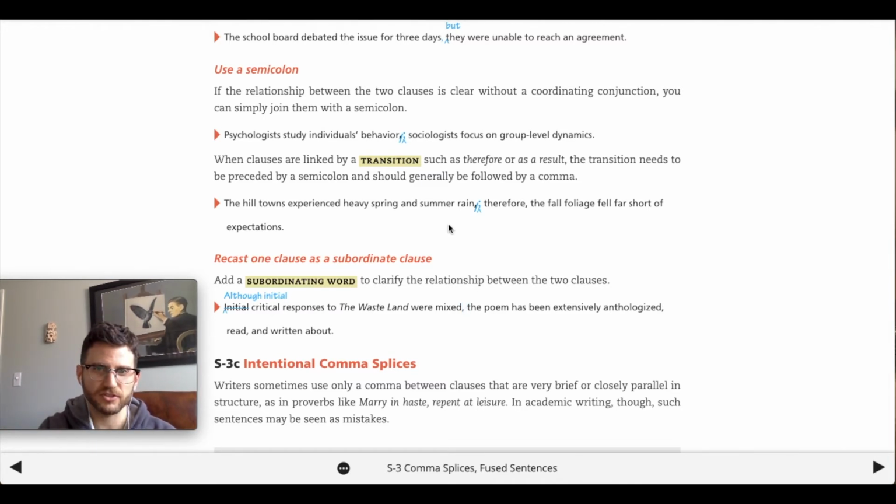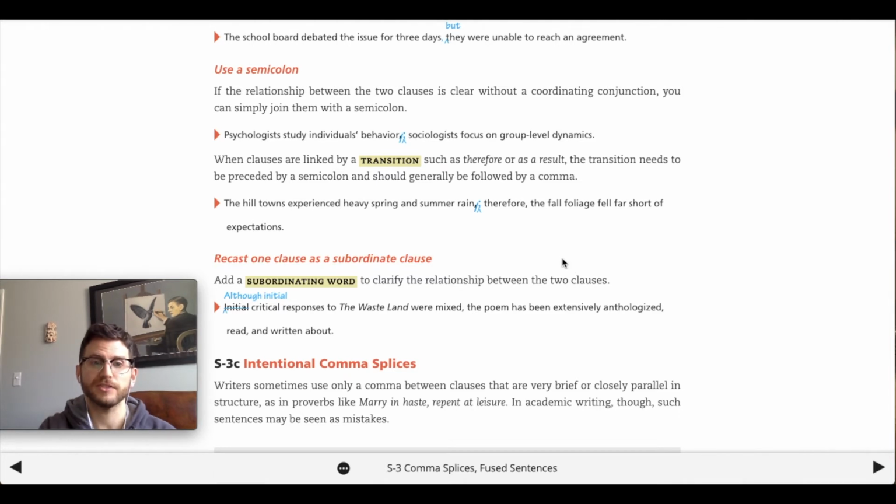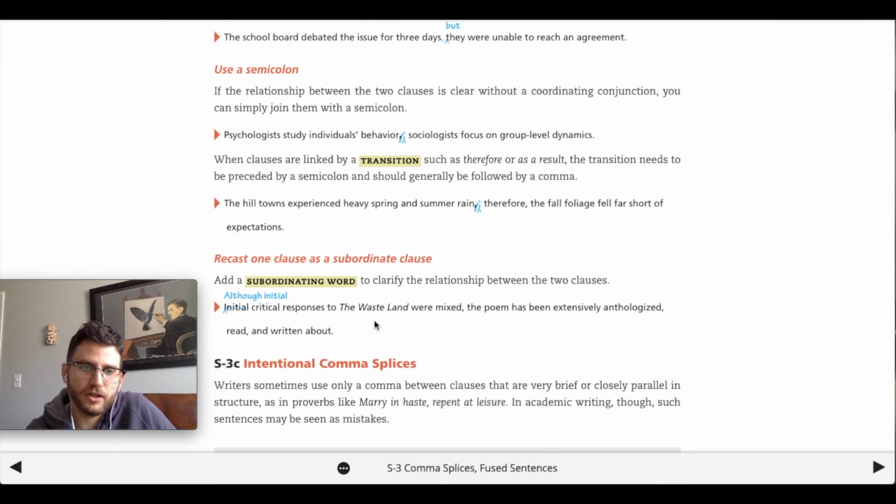We've already talked about some fixes. I can make this a semicolon. I could put a period here. I could do comma and. Or, lastly, I could turn one of those into a dependent clause. Although initial critical responses to The Wasteland were mixed, the poem has been extensively anthologized, read, and written about. Although stresses a contrast: despite the fact that people were critical of the poem at first, it's been written about since, etc.